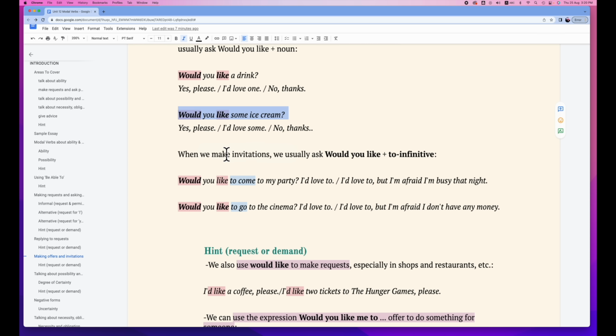We use would you like plus to infinitive. For example, would you like to come to my party? So bear in mind, the words to come, this to infinitive, function as a blue. Would you like to come to my party? Oh, I'd love to. I'd love to too, but I'm afraid I'm busy that night. Would you like to go to the cinema? Oh, I would love to, but I'm afraid I don't have any money.